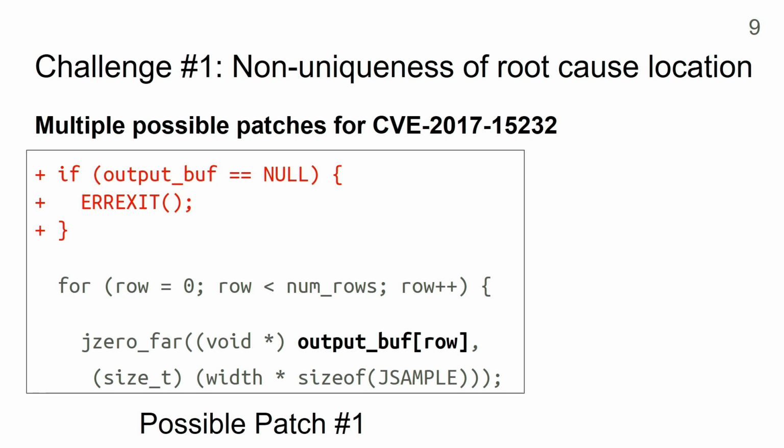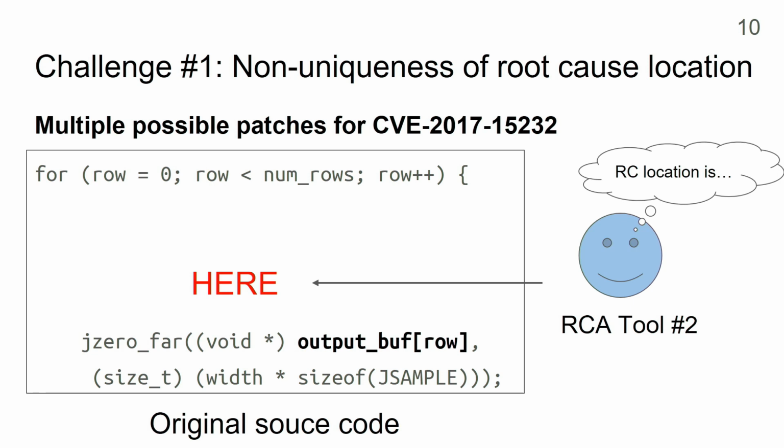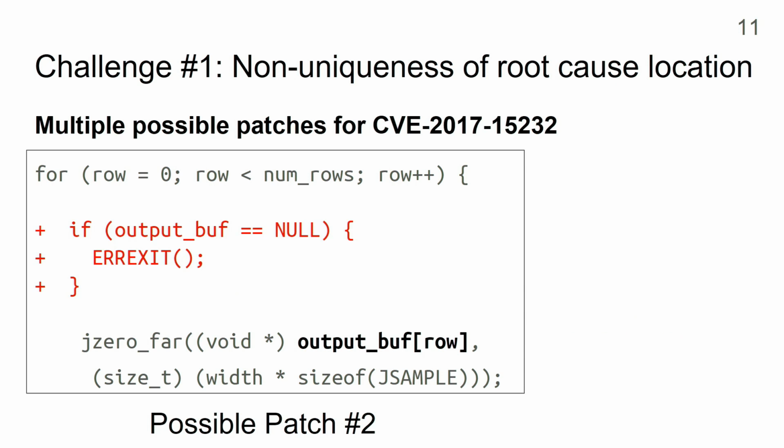But how about this location, just after the loop and just before referencing it? Based on this suggestion, the patch would be like this. When fixing this issue by adding checks of output_buff, this patch should be acceptable. Perhaps the previous patch would be better because of code quality or performance or other reasons. It depends on the context and situation. But what I wanted to say here is that to fix this issue, both locations are correct and both patches would be accepted.